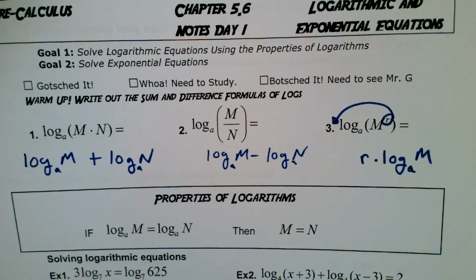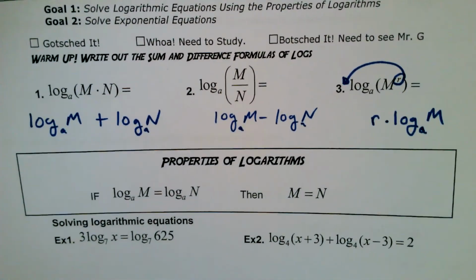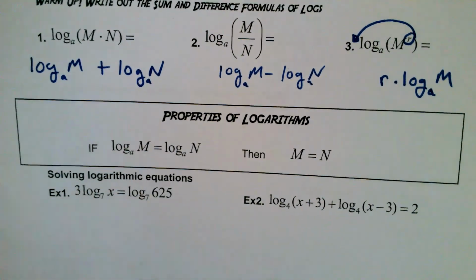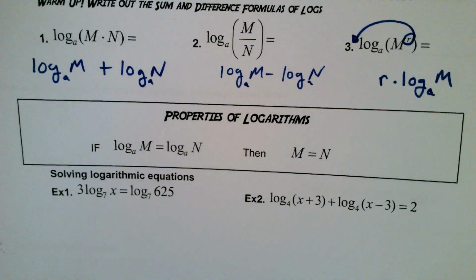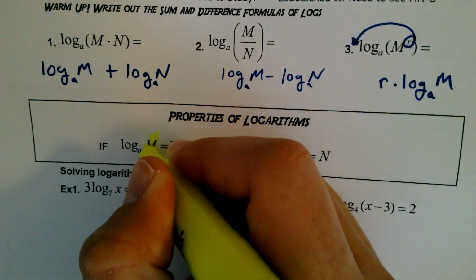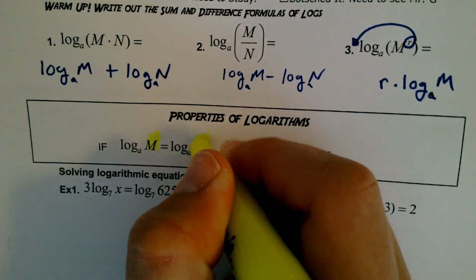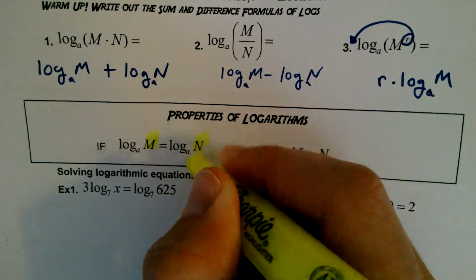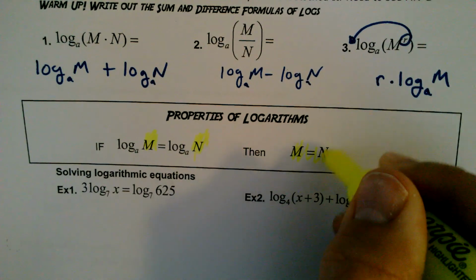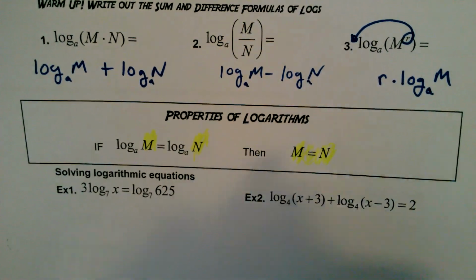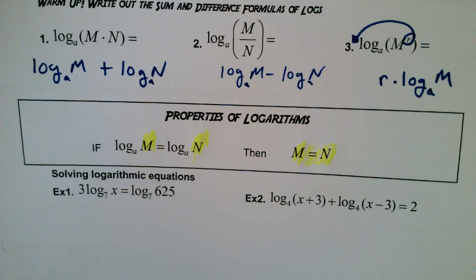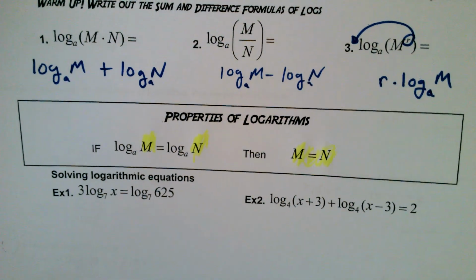So again, we had the sum, the difference, and now our exponent rule of logs. Our last property of logs that I got to show you, and I kind of showed you this in 5.5, is if I have two logs that are equal, then the stuff inside the logs, m and n, must be equal. That makes sense, right? So if I have two logs equal, then the stuff inside must be equal.